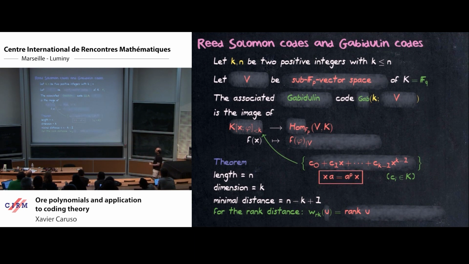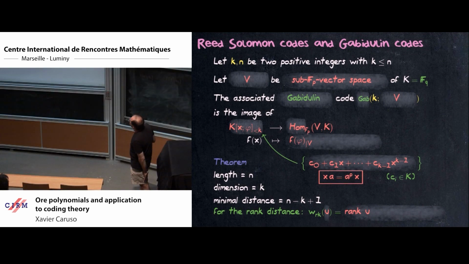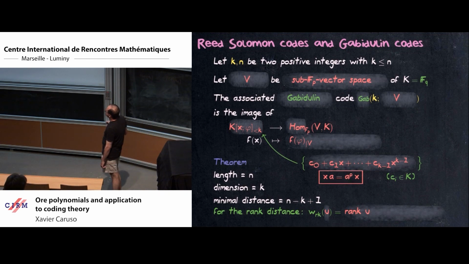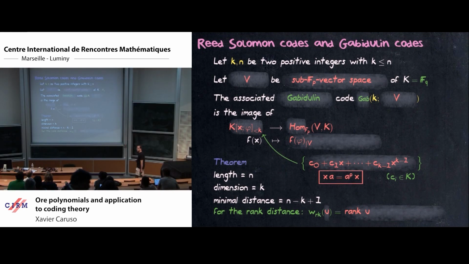So let me maybe just read this once again. I consider V a sub-Fp vector space of some Fq, and then the associated Gabidulin code, which is denoted by Gabidulin of k and V, is the image of this mapping: a Ore polynomial to this Ore polynomial evaluated at the Frobenius, restricted to V. If you don't want to restrict it, you can do that also. You can take V equals k, it's a perfect choice.